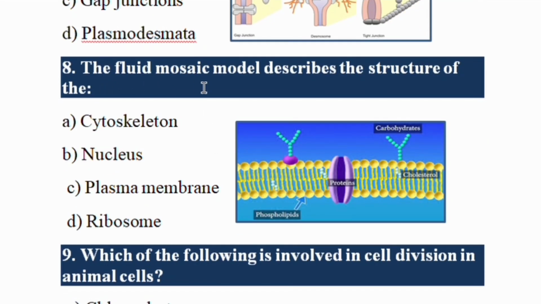The fluid mosaic model describes the structure of cytoskeleton, nucleus, plasma membrane, or ribosome. So, the fluid mosaic model describes the structure of the plasma membrane.